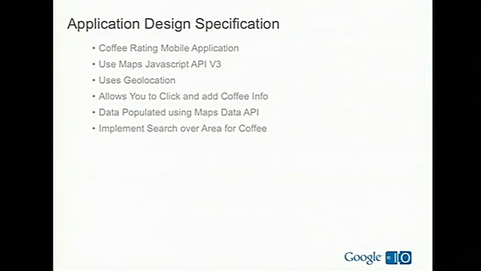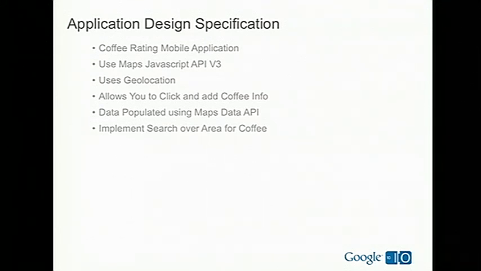I want to use the Maps JavaScript API v3. And I also want to use geolocation so I can find out where I am. These are a lot of things that have been talked about today. And I want to have the data populated into the Maps Data API. And finally, I want to be able to implement search. I mean, putting data in is great, but you also want to be able to retrieve that data later on. Generally, that's a good thing to do.